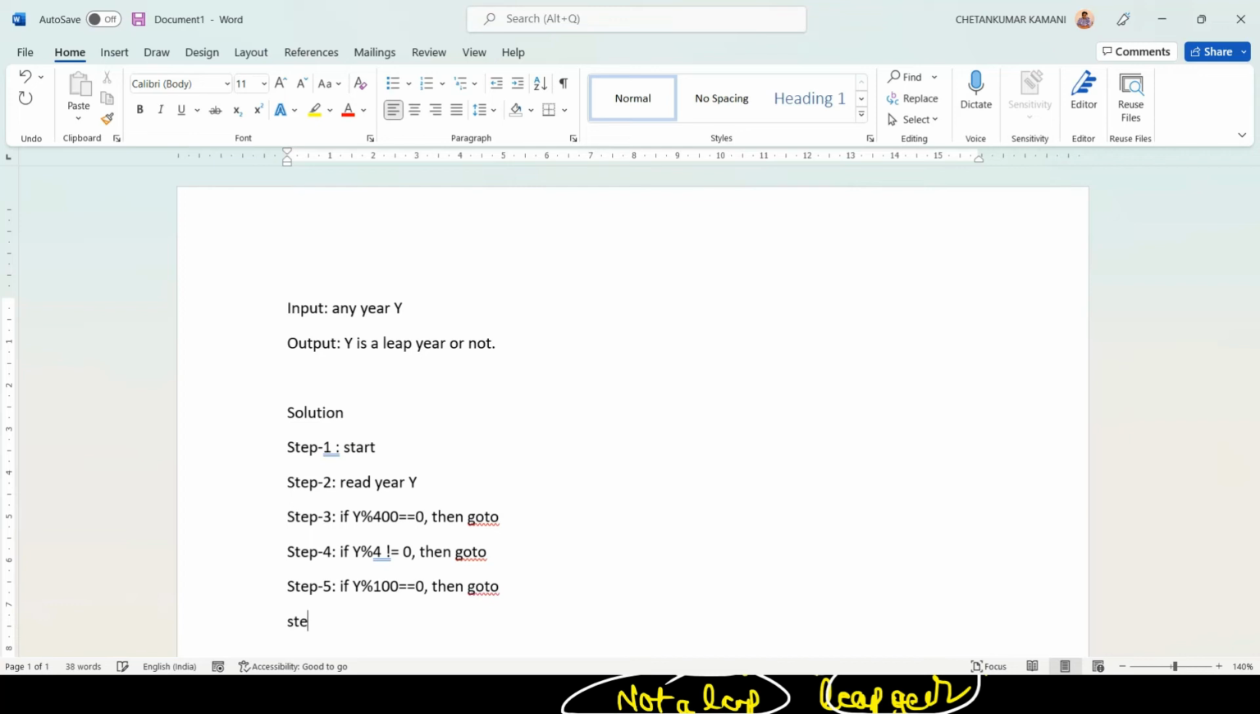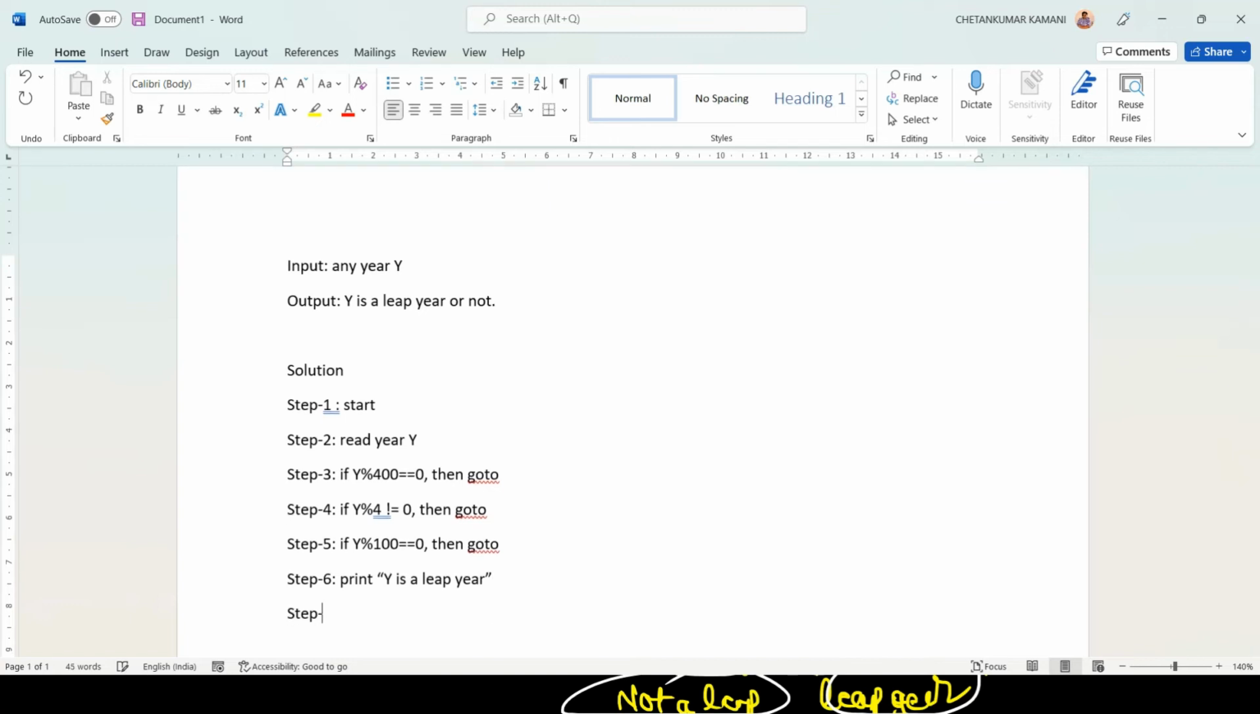Step 6, okay, if it is not equal to 0, then it is definitely a print Y is a leap year. Step 7, print Y is not a leap year.